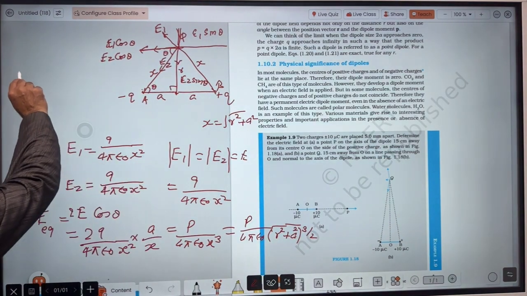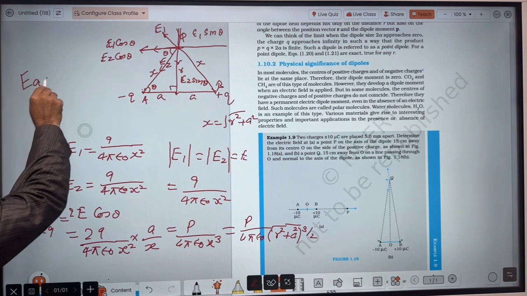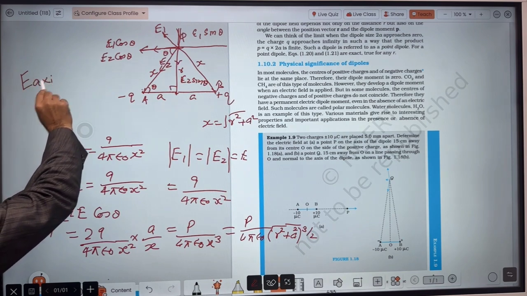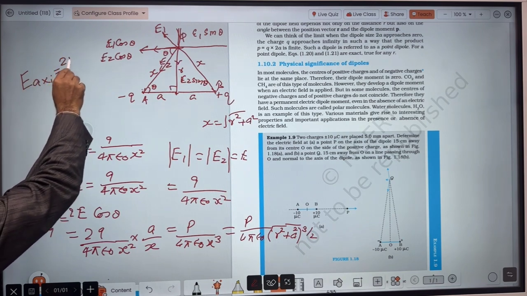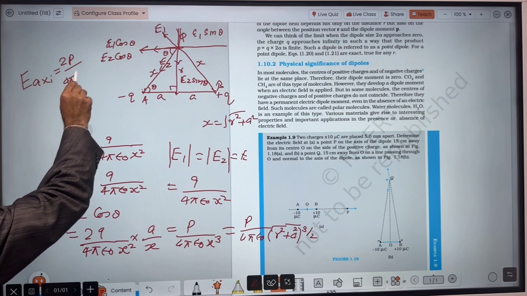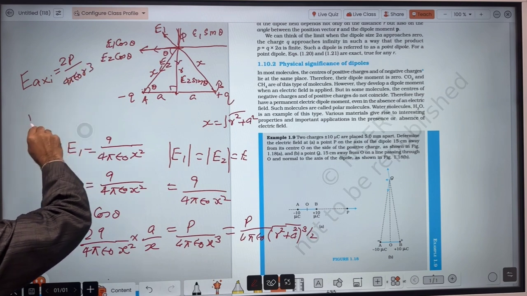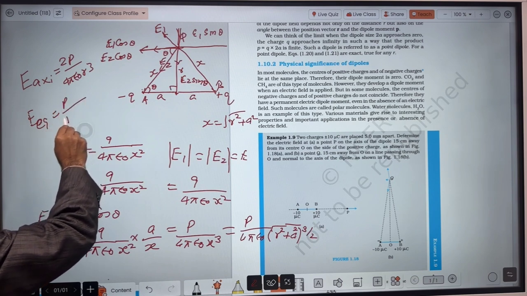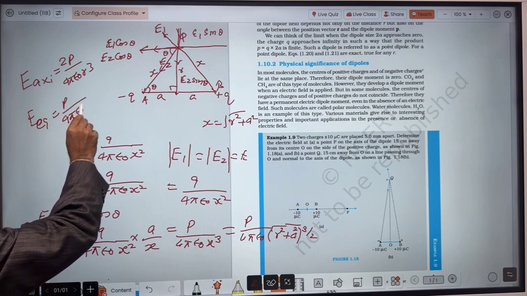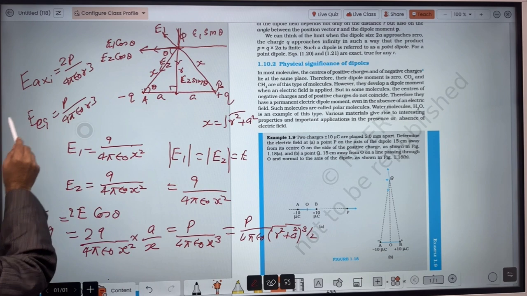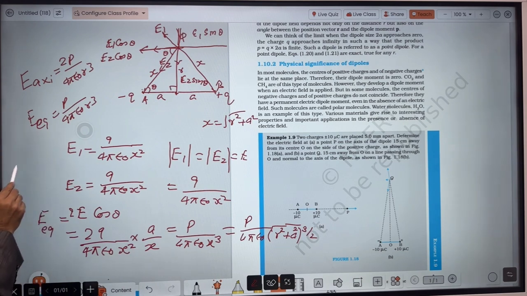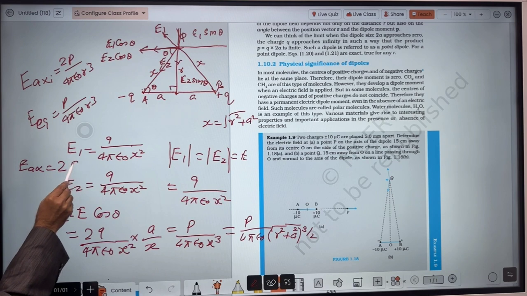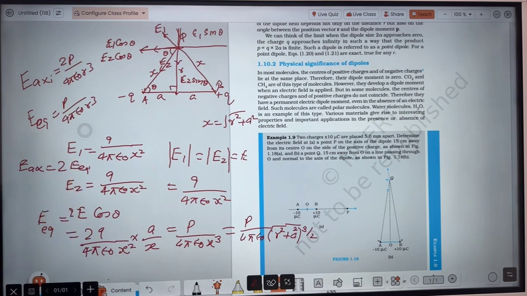If you remember, E axial was twice P divided by 4 pi epsilon naught r cube. Here E equatorial we have got as P divided by 4 pi epsilon naught r cube. So how are they related? E axial is double of E equatorial. So this is the relation.